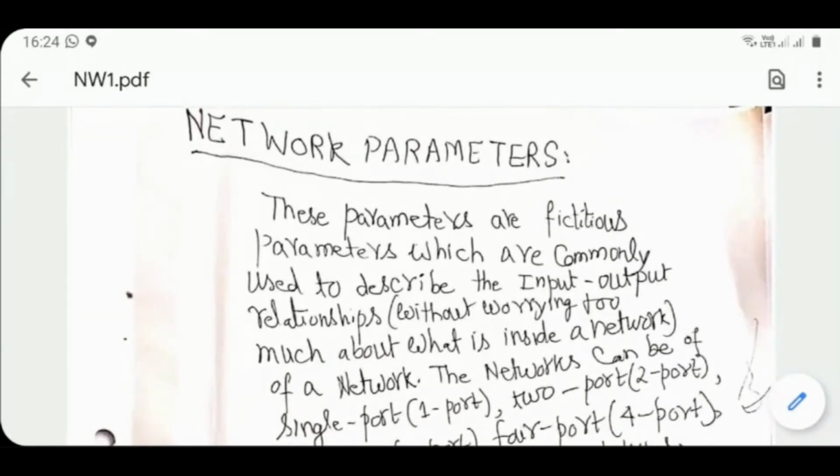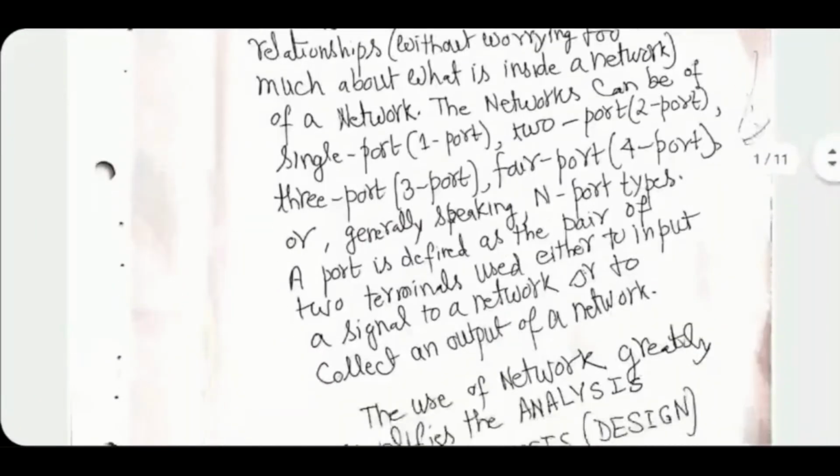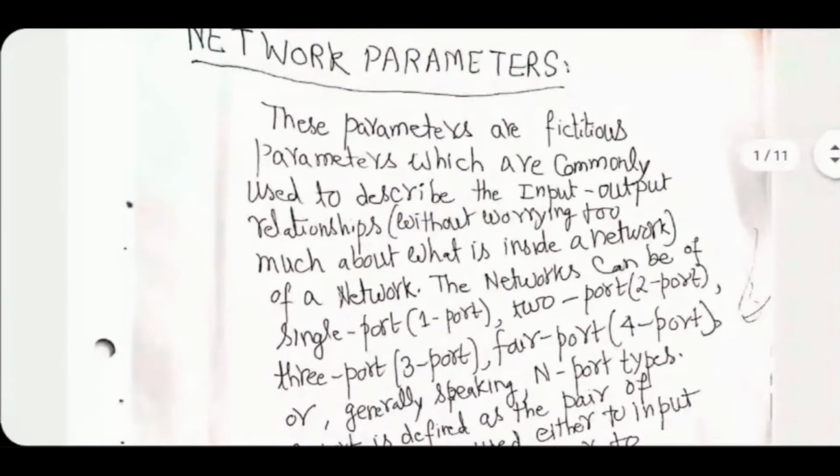Network parameters are not actual parameters in the sense that there is no component inside with those values. This is a hypothetical description of the behavior of a given component. What we do is we describe the relationship between input and output using linear equations.